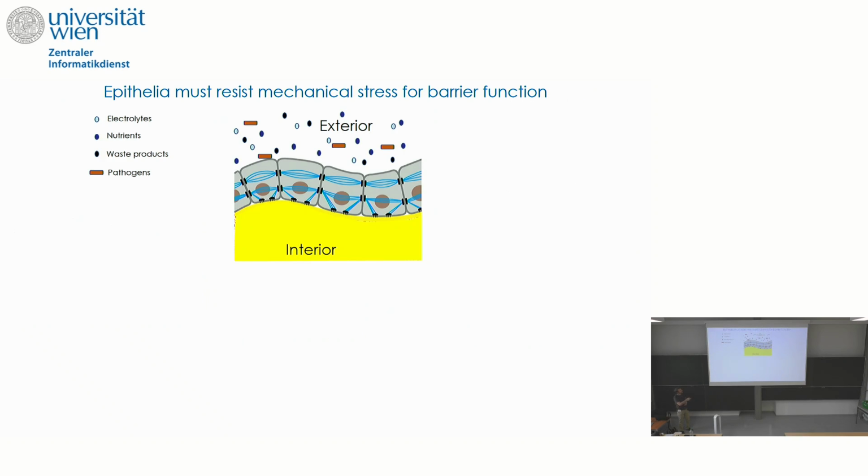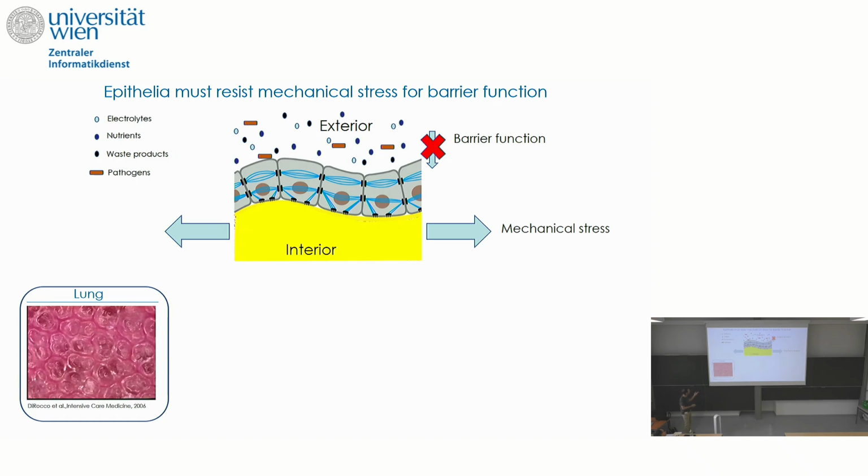So these epithelia are the first line of defense of our organism against the exterior, and they try and prevent passage of pathogens and waste products, etc., into our tissues. One challenge to this barrier function is mechanical stress. And that can be mechanical stress that arises through normal organ function. So, for example, in the lung, the alveoli deform by 20 to 30% at strain rates that can reach 60 to 80% per second when we breathe.